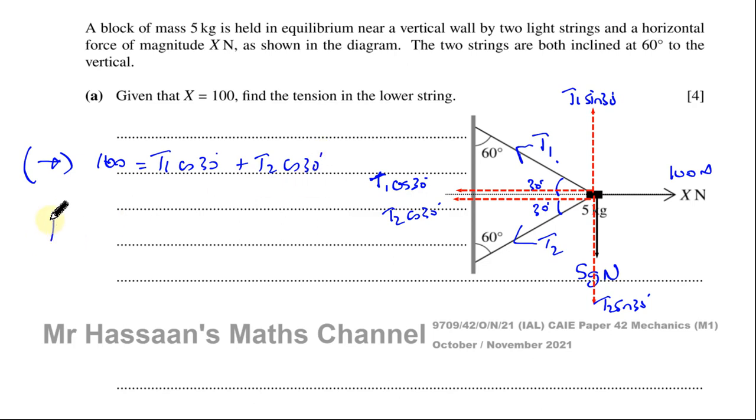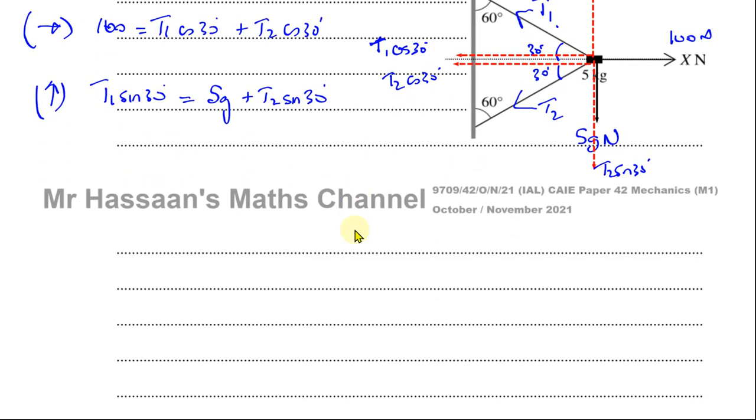And if I resolve the forces acting vertically, I can say that the forces acting upwards, T1 sine 30, is equal to the force acting downwards, which is 5 times G, plus T2 sine of 30. So I'm going to take these two equations and simplify them a bit.